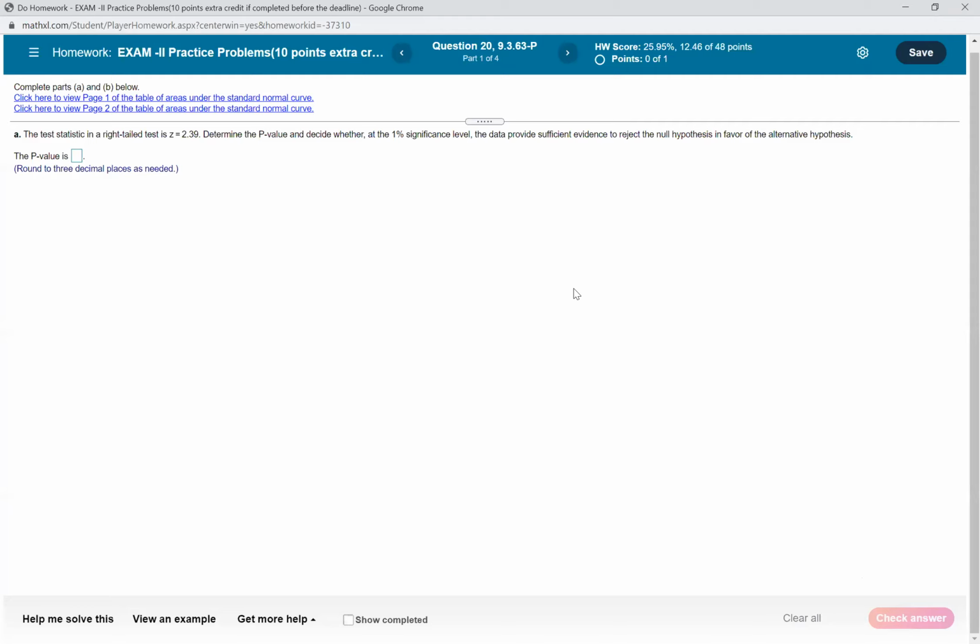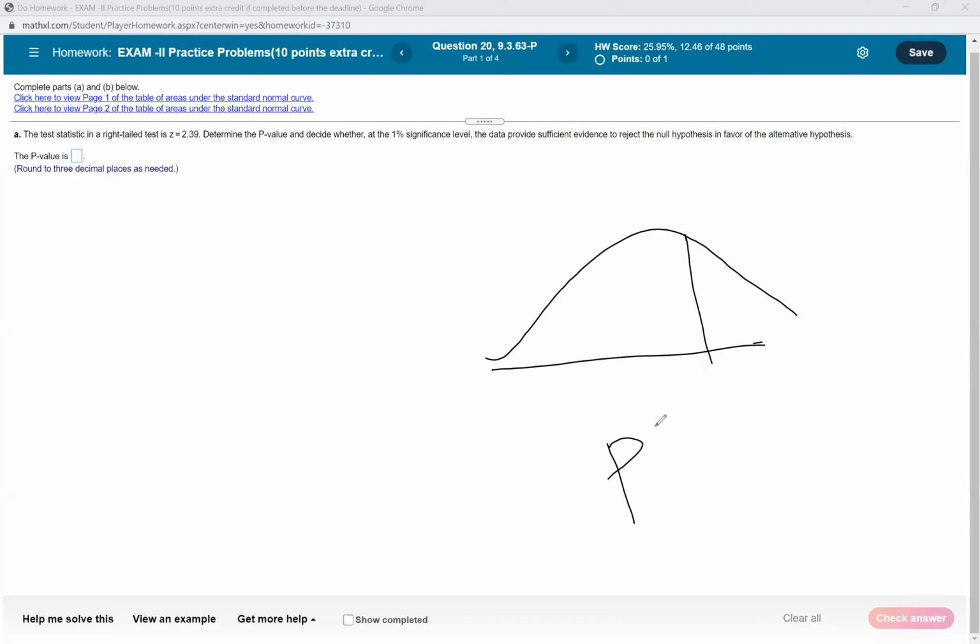Okay, so now we have the test statistic of a right-tailed test. You need to find the p-value. We have to find the probability of z greater than 2.39. For a right-tailed test, we find the probability z greater than z observed. For left-tailed, we find the probability z less than z observed. And for two-tailed, we find 2 times the probability z greater than the absolute value of z observed. So we can find this probability from the table.